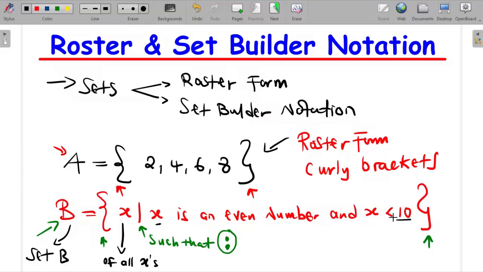Or we're just giving a general description of whatever you're going to find in that set. So for the set builder notation, you describe what is going to be in that set using words, using formulas, and so on and so forth. Then for the roster form, you actually list all the elements that will be in that particular set, and you enclose them in what we call the curly brackets. Any questions there?